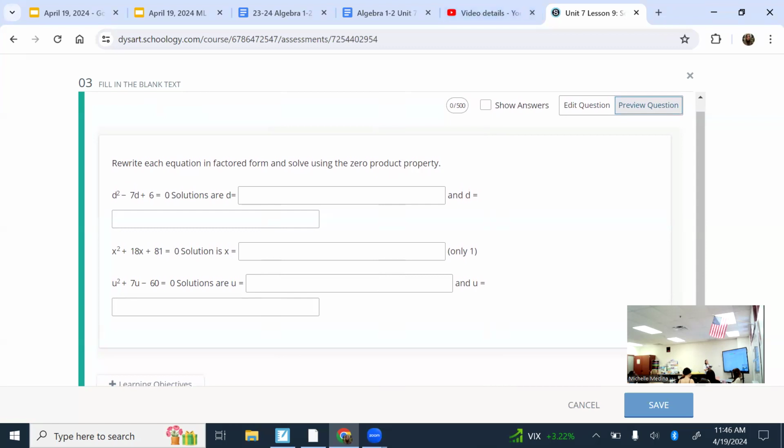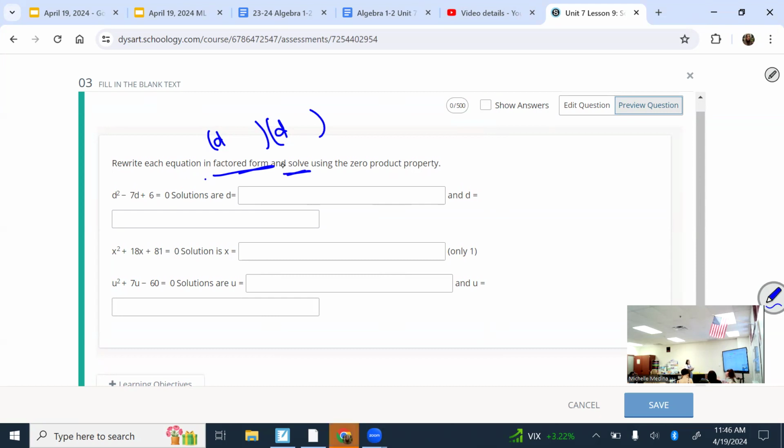But unit 7, lesson 9, number 3: rewrite each equation in factored form and solve using the zero product property. So, factored form means that you should have something that looks like this, whatever variable they use, plus, minus, whatever number makes it work. But they don't want you just to give factored form, they also want you to solve it, meaning tell me the value that makes it true.